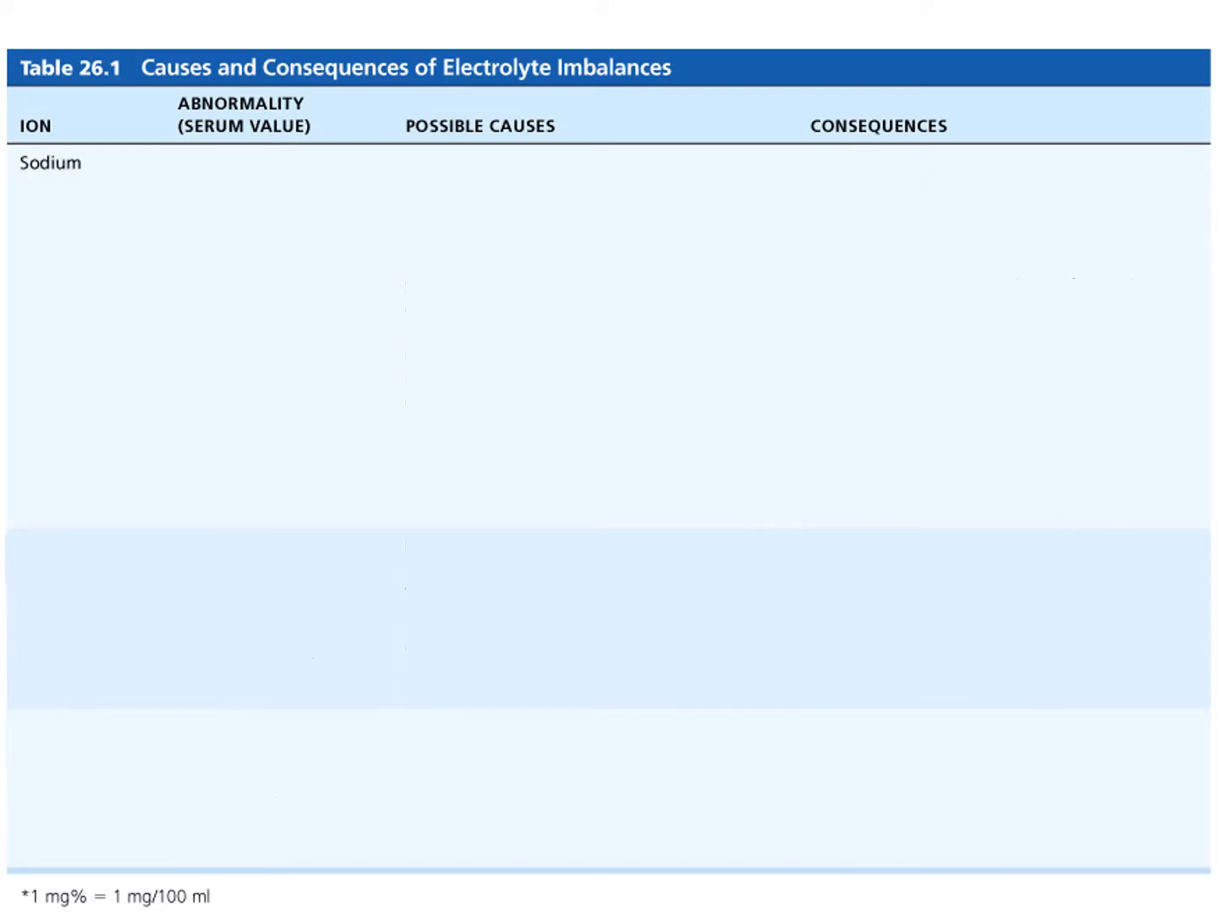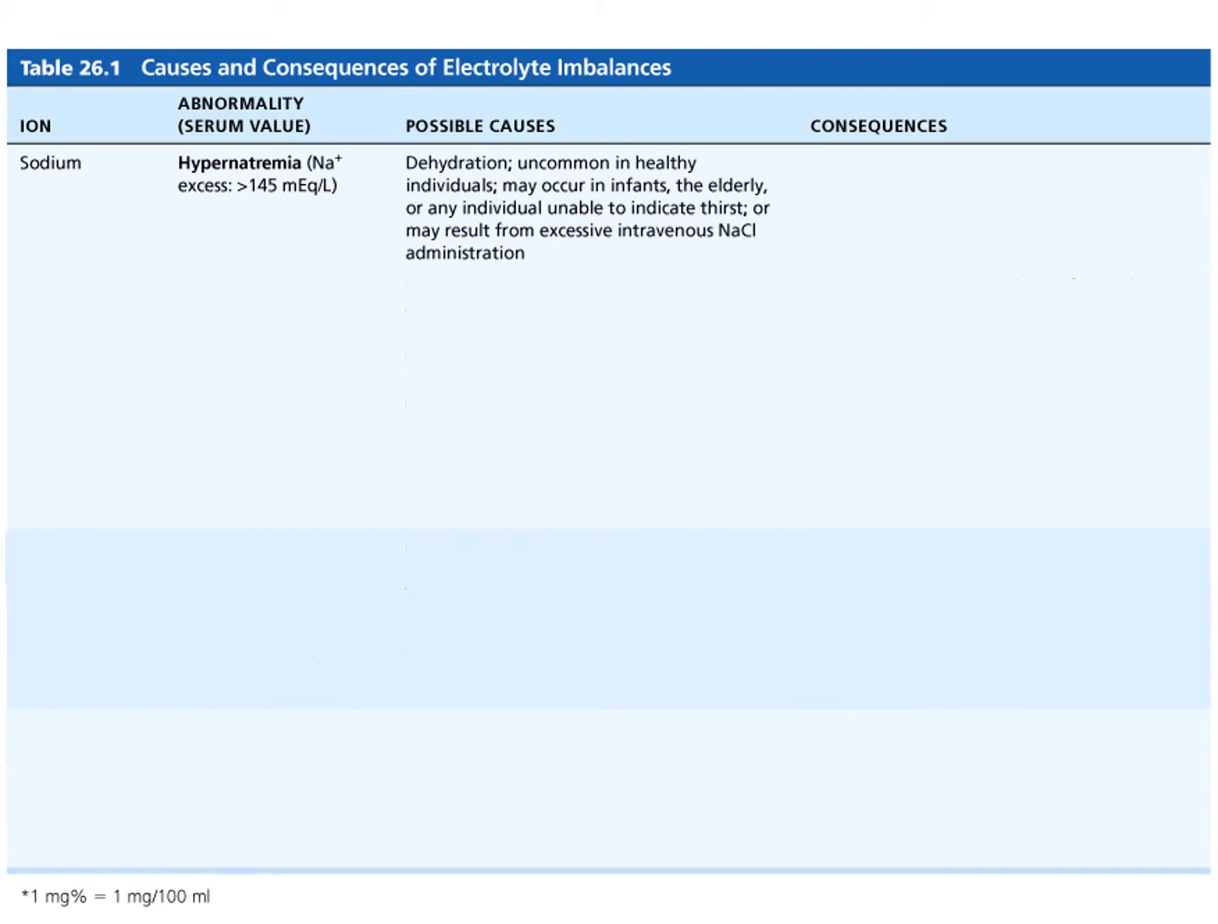So let's take a look at the different ions, what their serum values are, and what the consequences of these imbalances can be. So hypernatremia is an excess of sodium, basically above 145. Possible causes can be dehydration. It's very uncommon in healthy individuals. It can occur in infants and the elderly or someone who's unable to indicate thirst, but it can also result from excessive IV saline administration. So your consequences are basically going to be thirst. It can lead to confusion and lethargy, progressing to coma. You can have increased neuromuscular irritability.